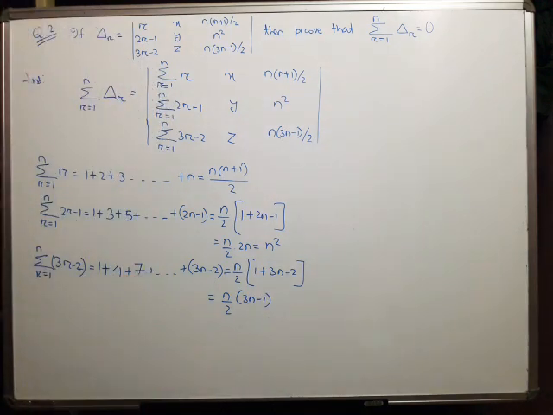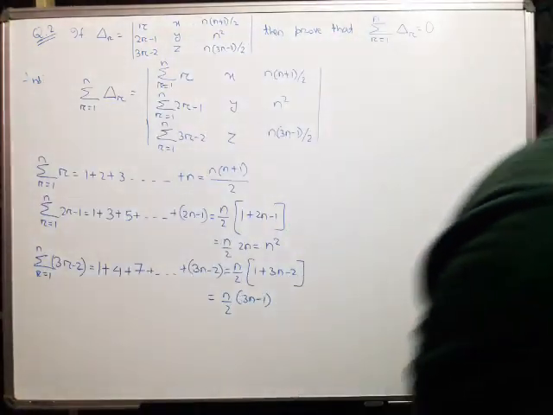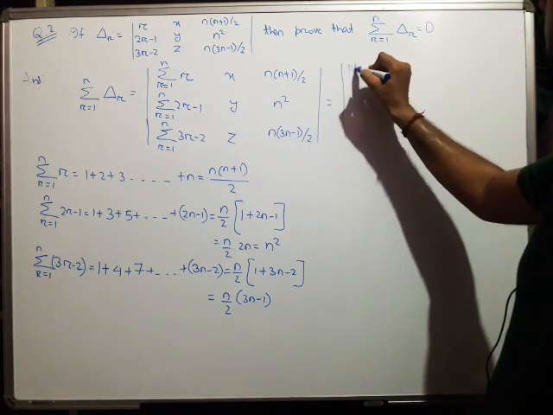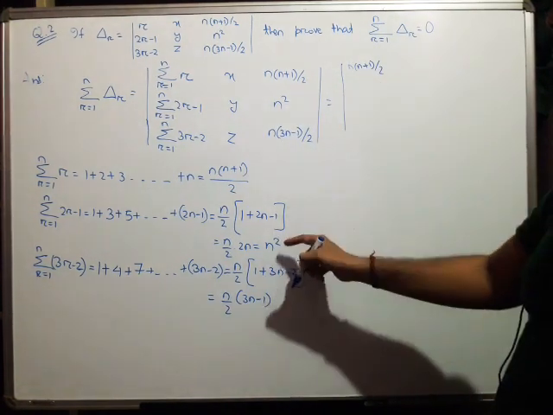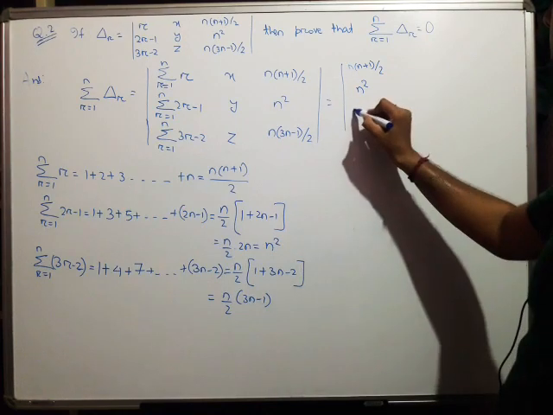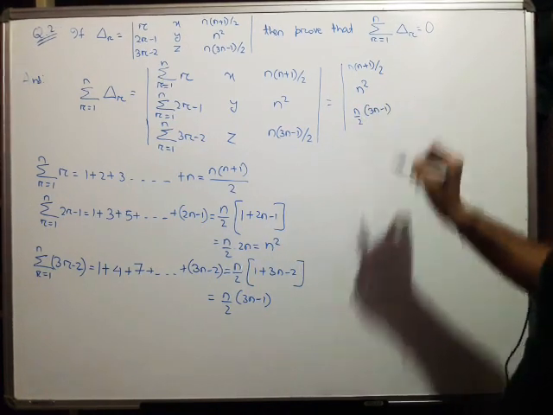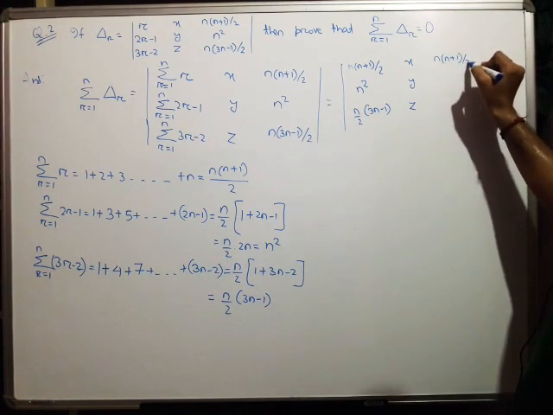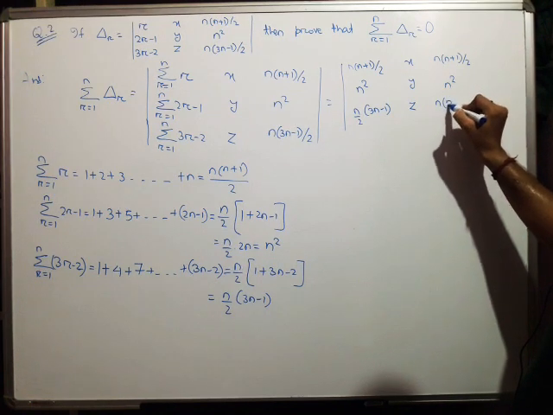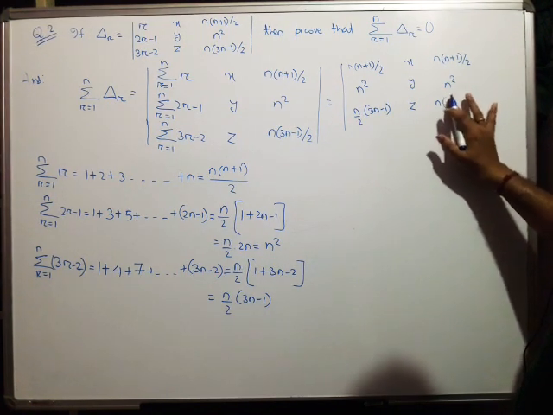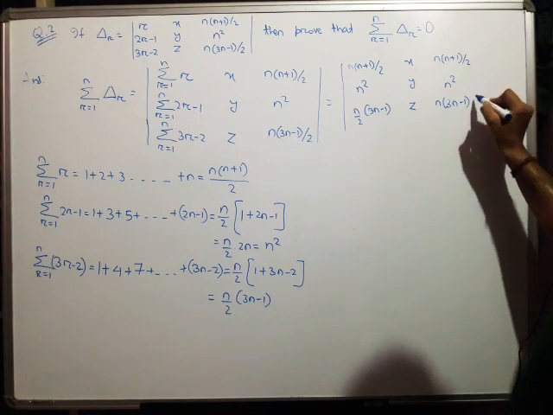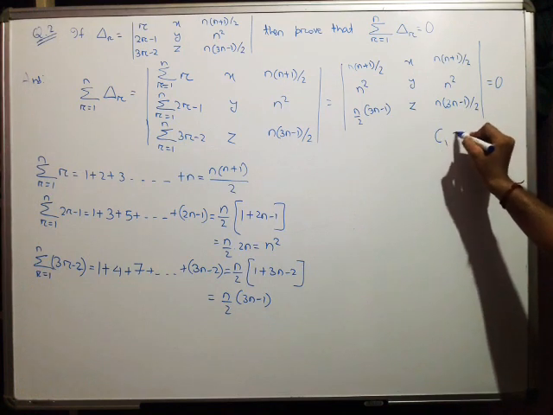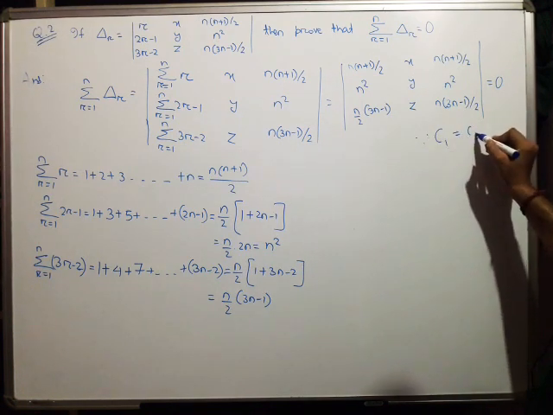So suppose we put these values in this determinant. Okay. So value of this will be n times n plus 1 by 2. Next is n square. Next is n by 2 times 3n minus 1, x, y, z, n times n plus 1 by 2, n square, n times 3n minus 1 by 2. This will be equal to 0, because column 1 equals column 3.